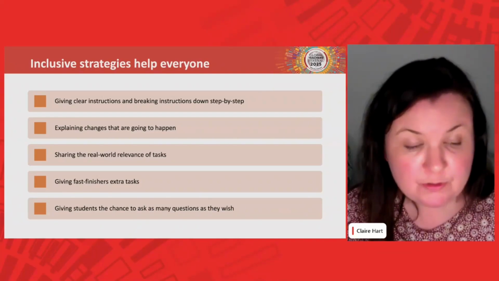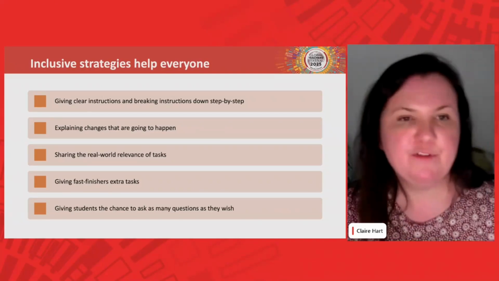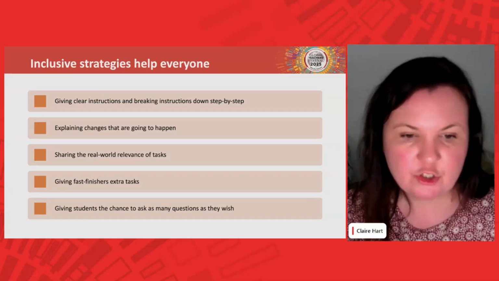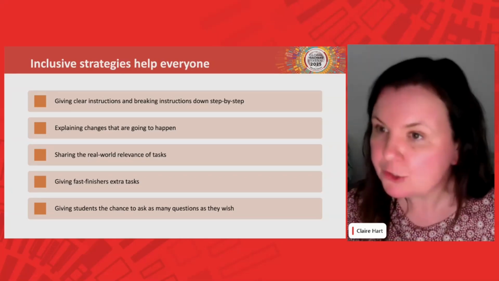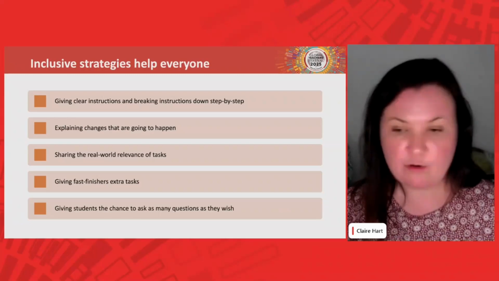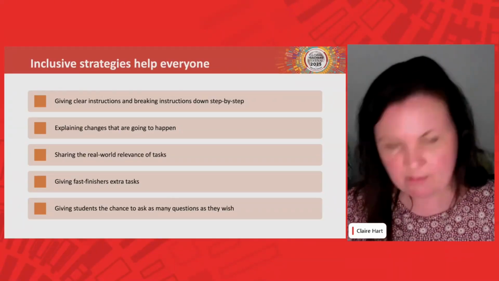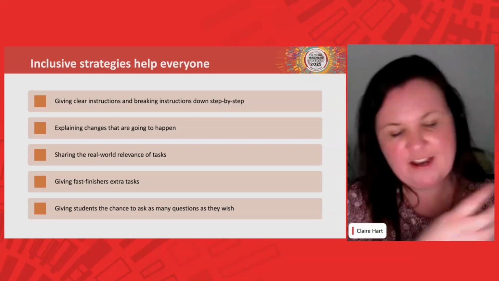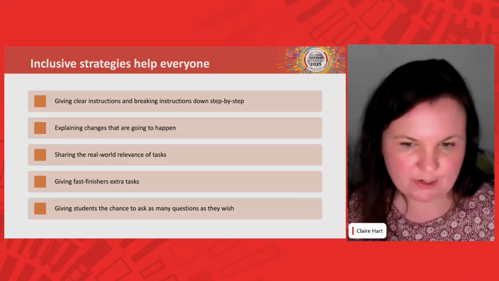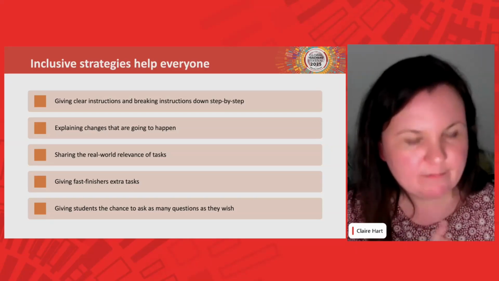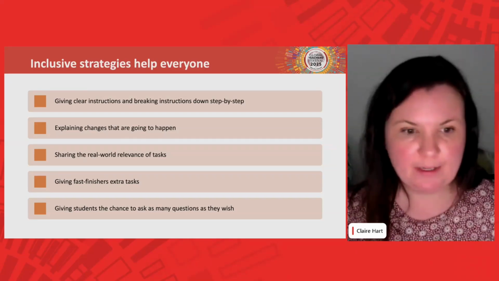Neurodiverse students, especially autistic students, I should say, I'm focusing on autistic students, they like to have the chance to ask as many questions as they wish. Even if it's, say, a grammar topic, present simple versus present continuous, they want to be able to ask questions, why this, how does that work, etc. But these are all things that teachers are probably doing anyway.